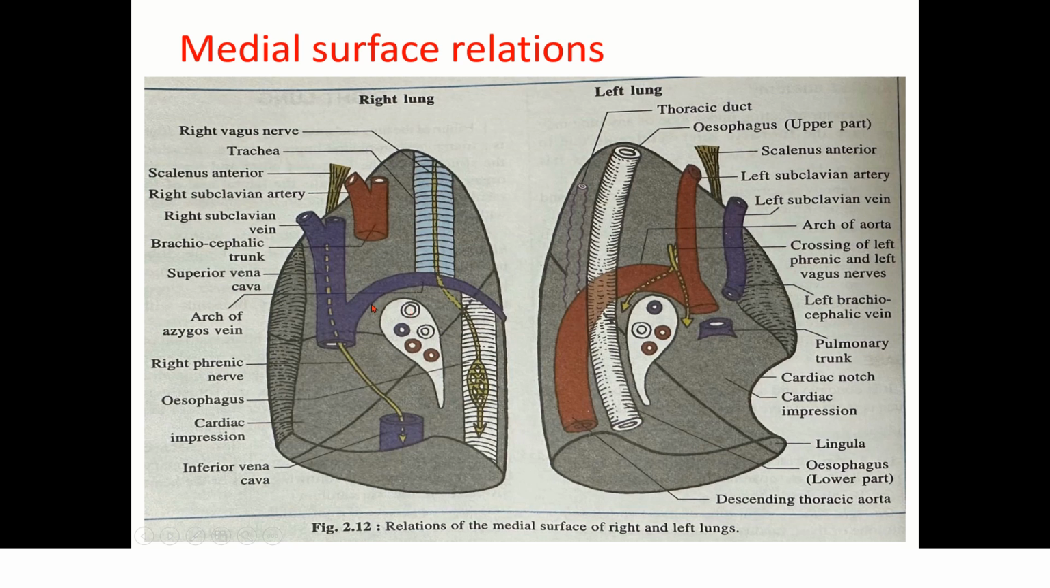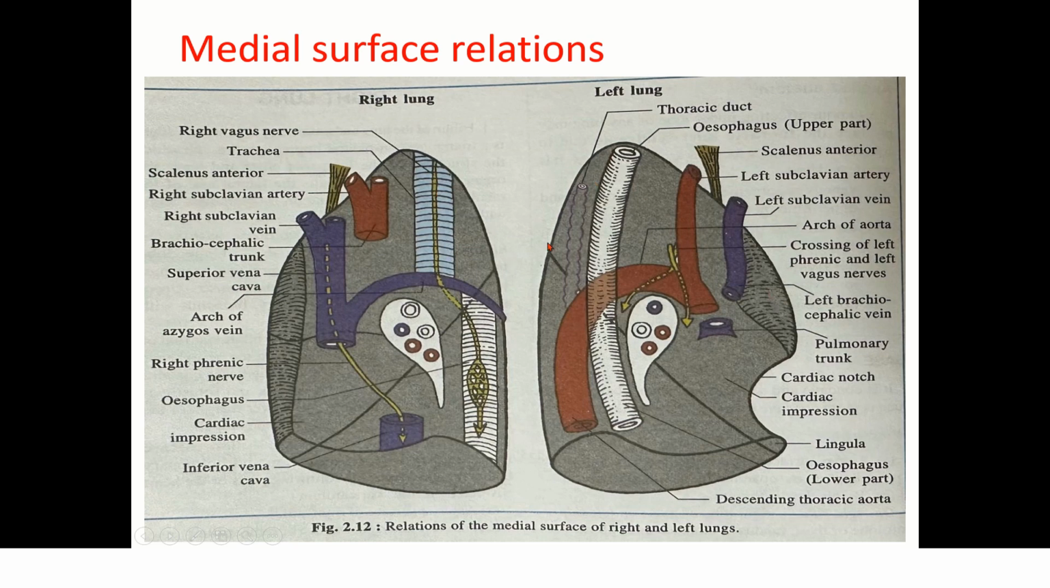And here, if you see above the hilum, this is the groove for the arch of azygos vein. And here, this will be the relationship of the esophagus on the right lung. And here you can see this will be the groove for the inferior vena cava, and here this is the groove for the superior vena cava and the brachiocephalic vein. And here you can see this will be the groove for the right brachiocephalic trunk. And this will be the groove for the trachea and the right vagus nerve.